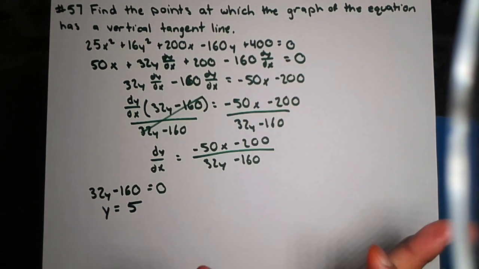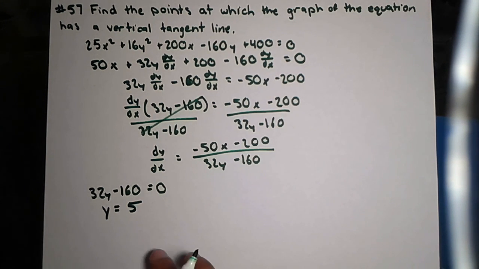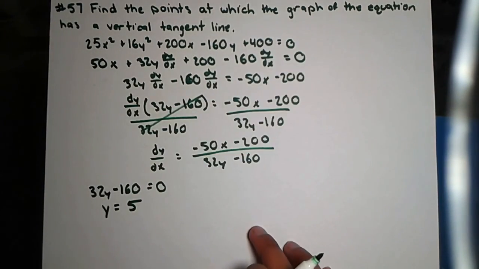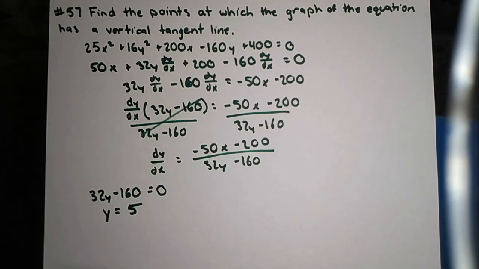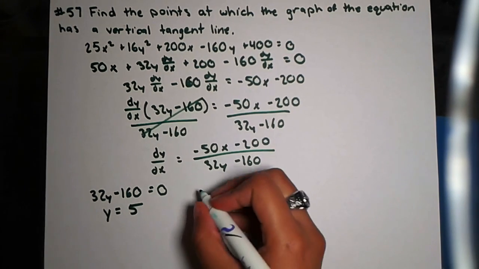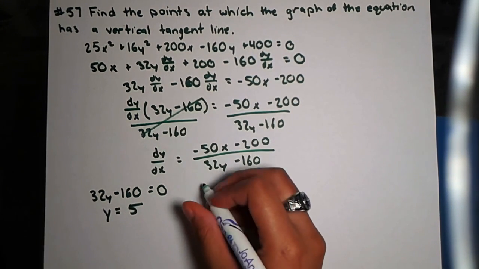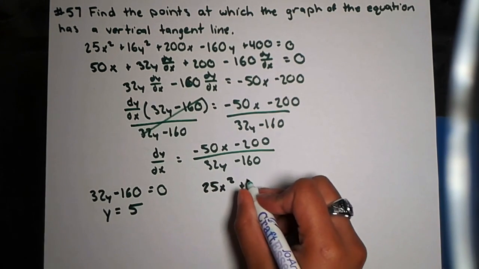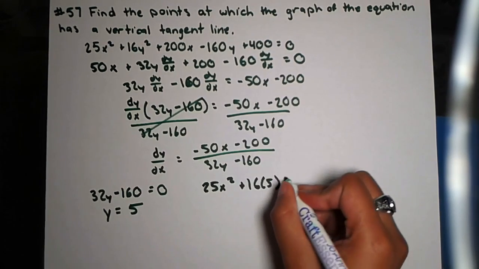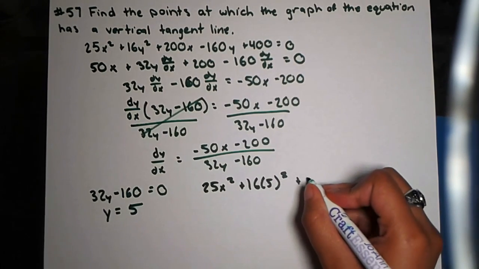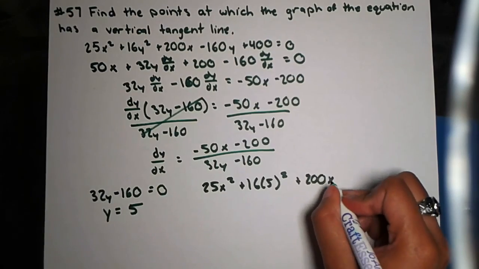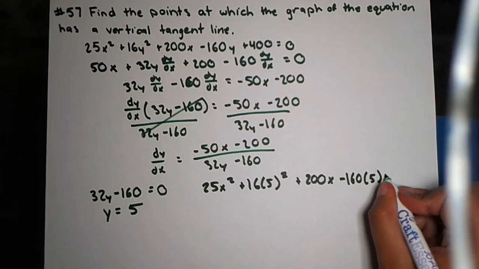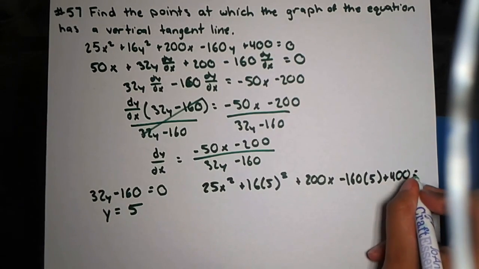And since it's looking for your point, you want to find x too. All you have to do is plug that 5 into your original equation so that you can find your x point. So 25x squared plus 16 times 5 squared plus 200x minus 160 times 5 plus 400 equals 0.